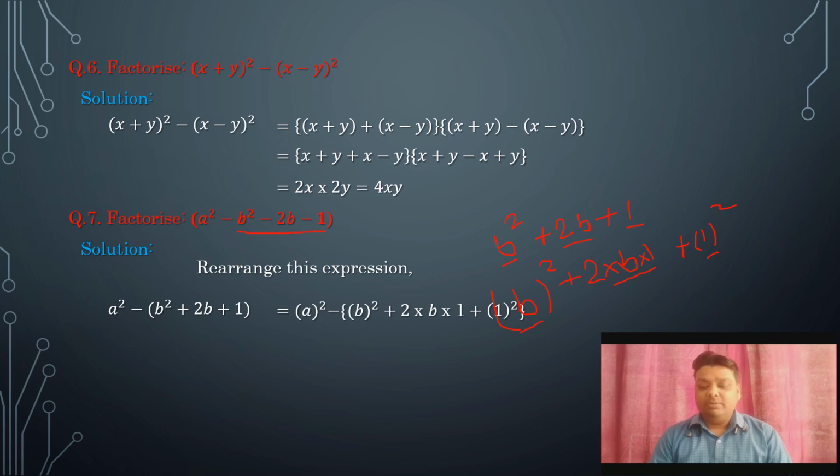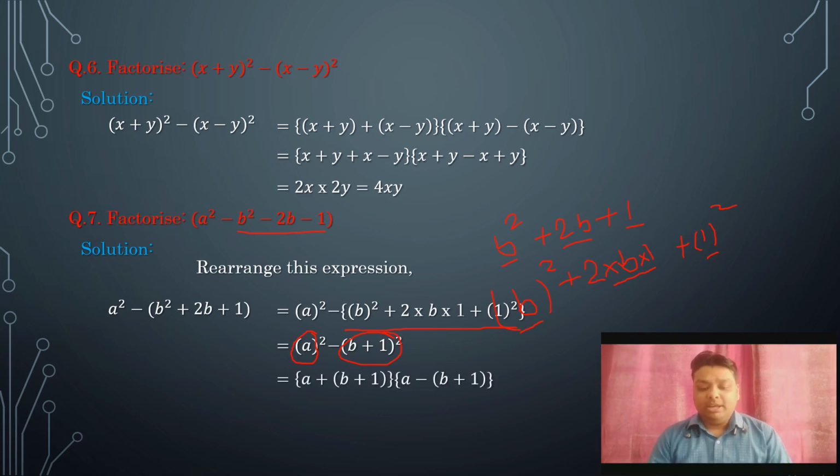Now it will be based on the formula a plus b to the whole square. Here a is b and b is 1. So we can write a square directly. Then we can write this equation as b plus 1 to the whole square. Now here you can see a as whole a and b plus 1 as whole b. And in between you can see minus sign. So it is formed on the formula a square minus b square. It means we can write a plus b and a minus b.